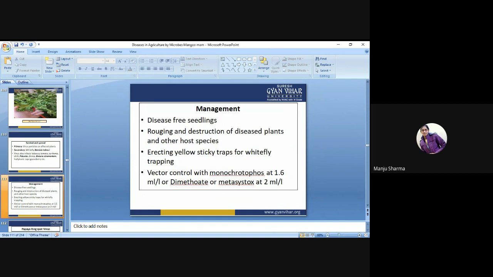Then their management. Disease-free seedlings, roguing and destruction of diseased plants and other host species, erecting yellow sticky traps for whitefly trapping, then vector control with monocrotophos at 1.6 ml per liter, or dimethoate or metasystox at 2 ml per liter.